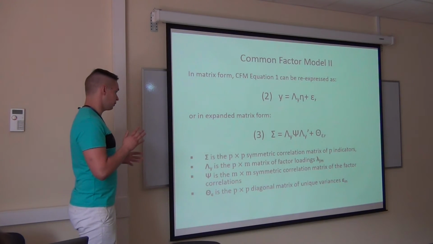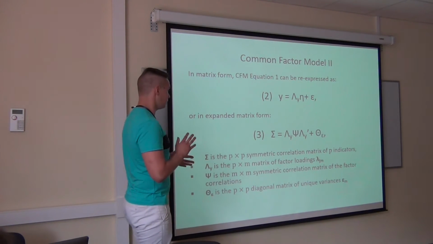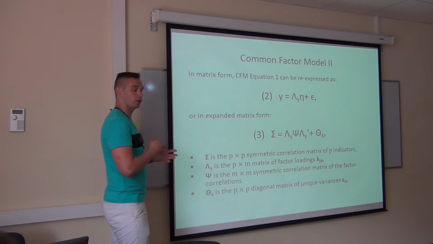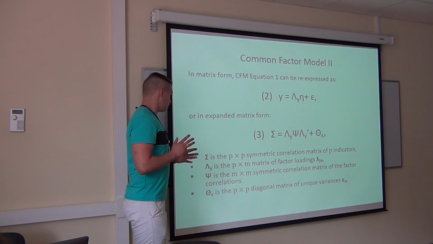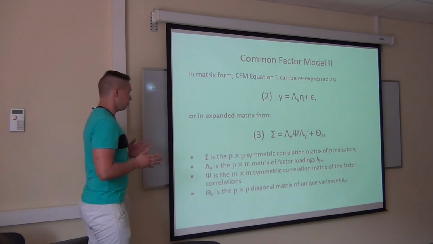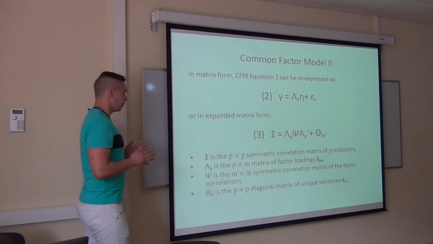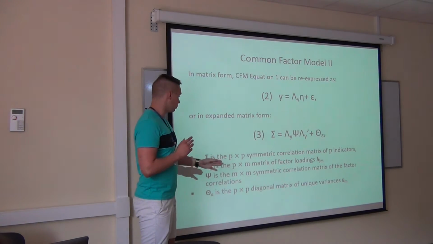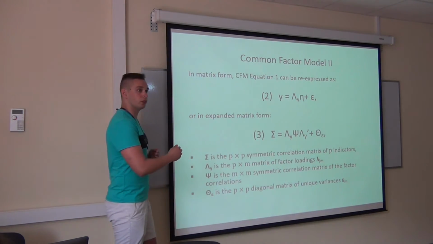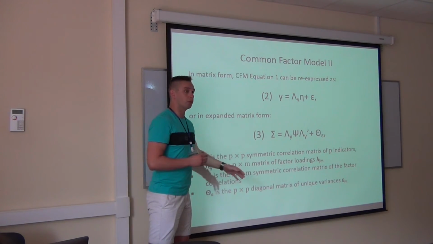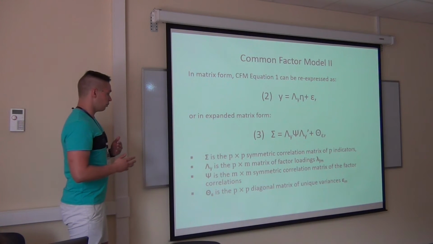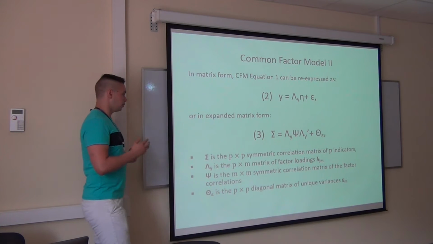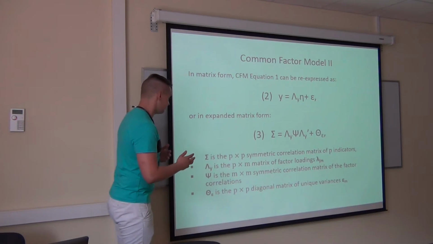Uppercase sigma is a p by p symmetric correlation matrix of our indicators. Uppercase lambda is a p multiplied by m. I remind you, p is the number of observed indicators in the model, m is the number of latent variables in the model. So uppercase lambda is a p by m matrix of factor loadings.